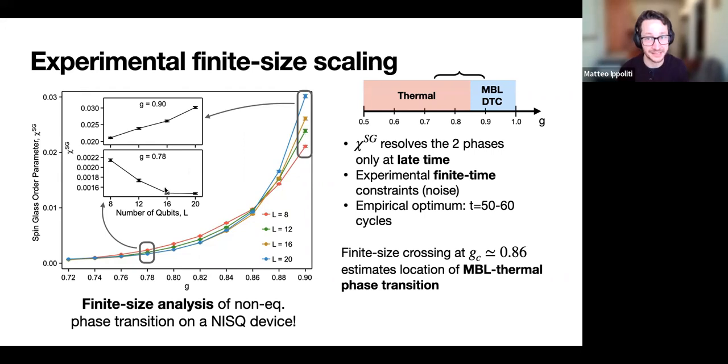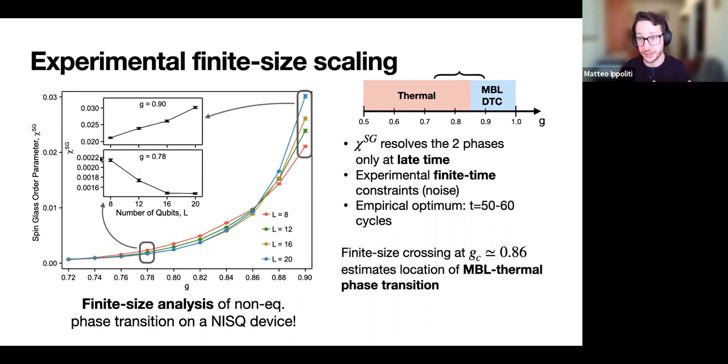And I want to emphasize that this is quite a heroic measurement from our collaborators in the Google team, because these numbers are very small. So you are trying to resolve a small variation in a parameter which is already at the order of 10 to the minus 3.